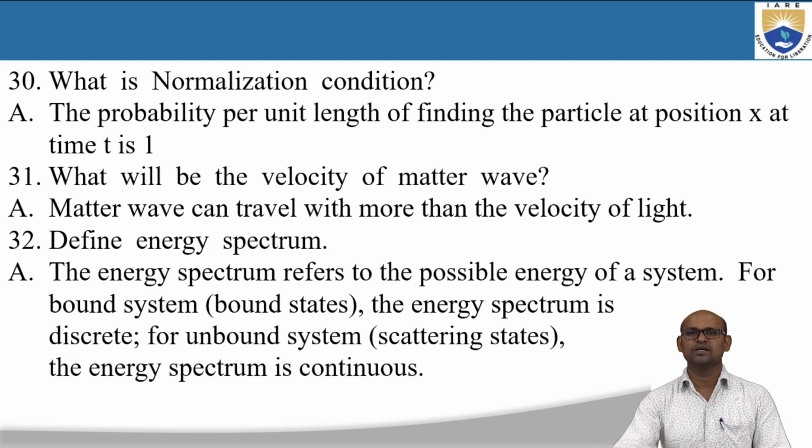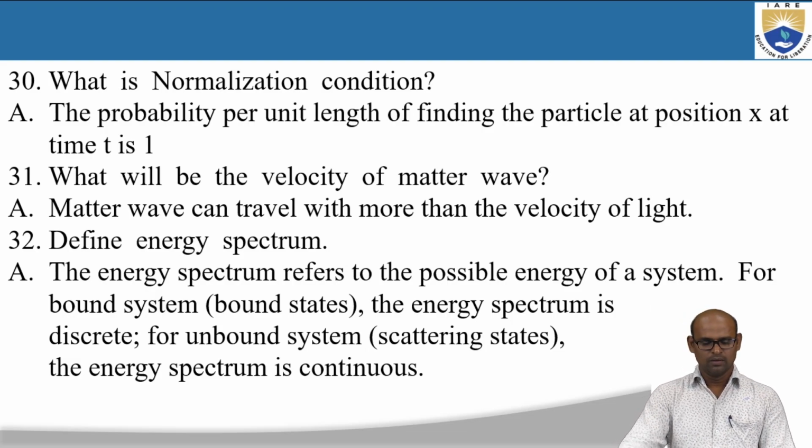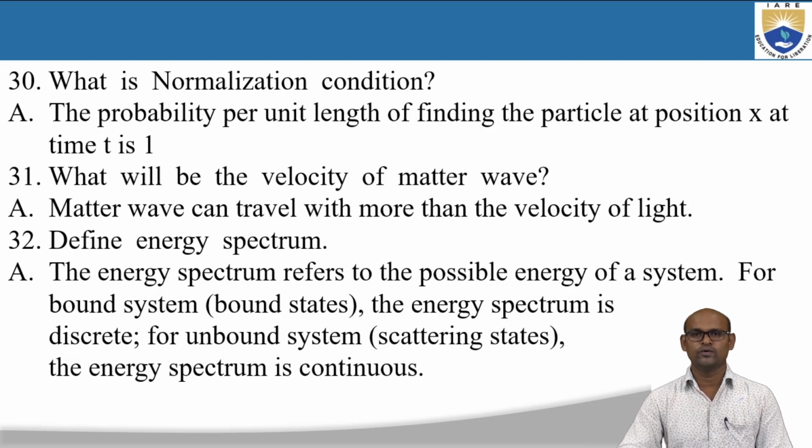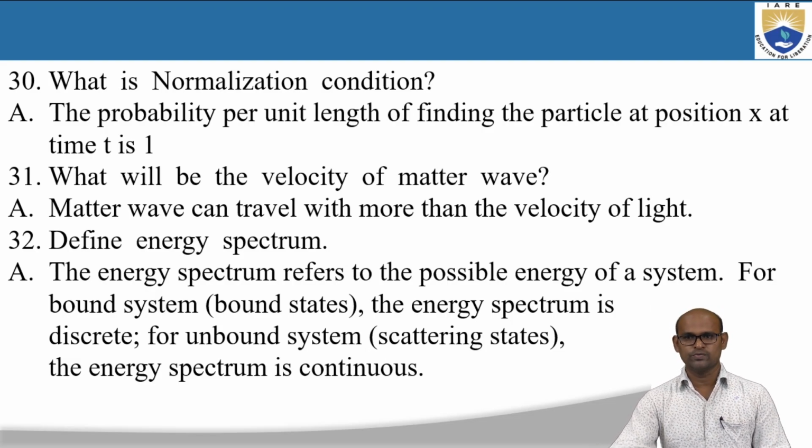What will be the velocity of matter wave? Matter wave can travel with more than the velocity of light. Define energy spectrum. The energy spectrum refers to the possible energy of a system. For bound system, the energy spectrum is discrete. For unbound system, the energy spectrum is continuous. So if we solve the particle in a 1D box, we will find the energies are discrete, where the particle is bound in a box. For unbound system, the energies are continuous.